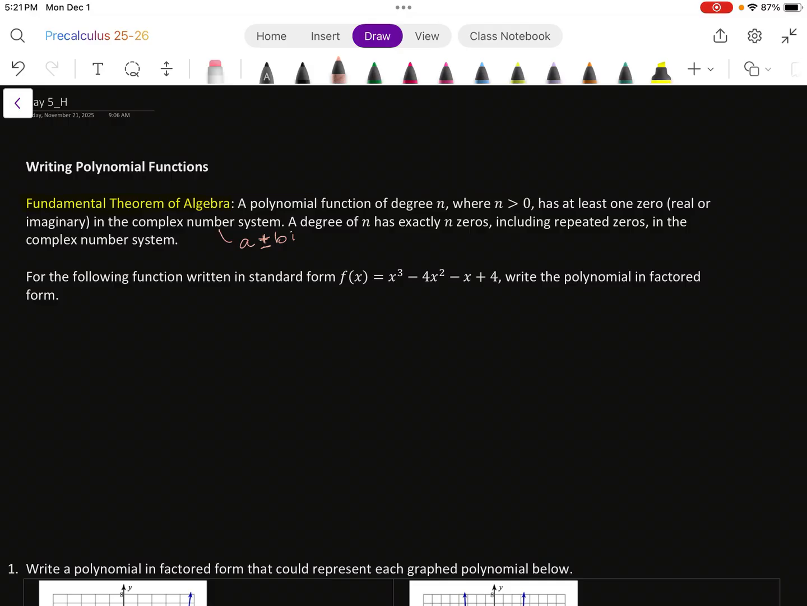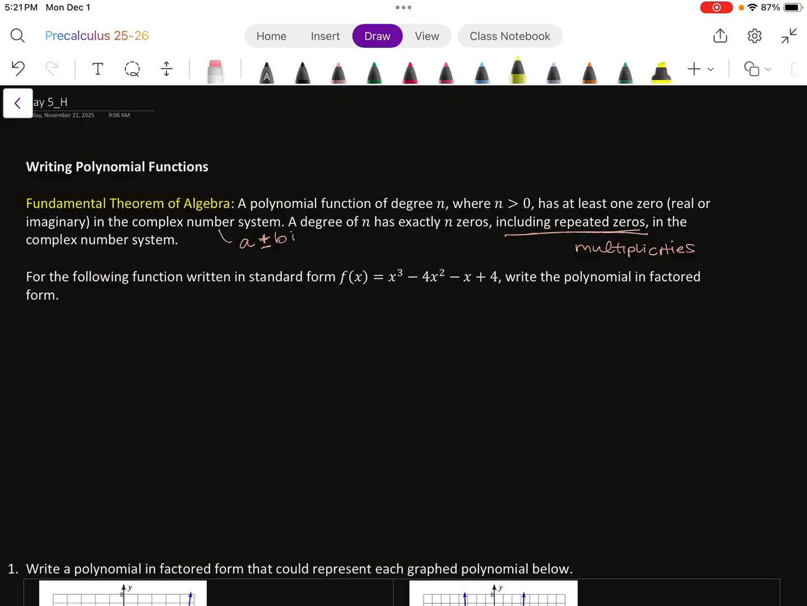We also had repeated zeros. Those are ones that are with multiplicities. And we'll see that today. All right, so for the following function written in standard form, we're going to write the polynomial in factored form. So we've seen this. We've done factored form.